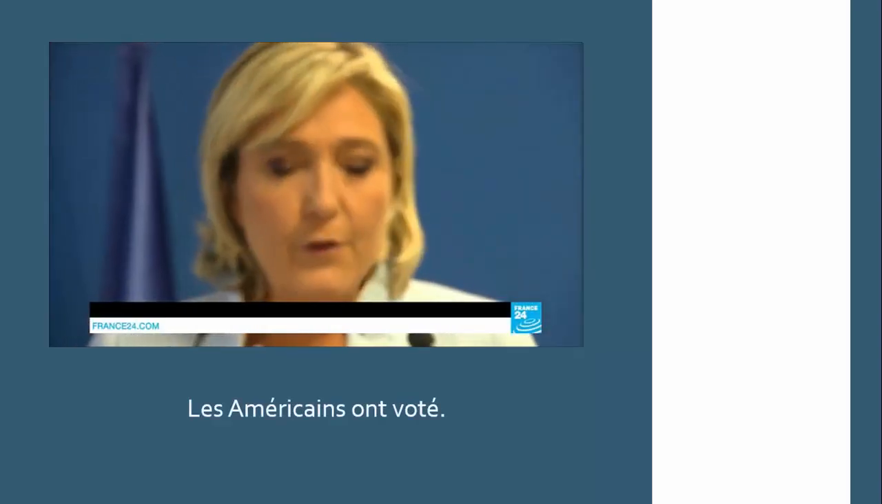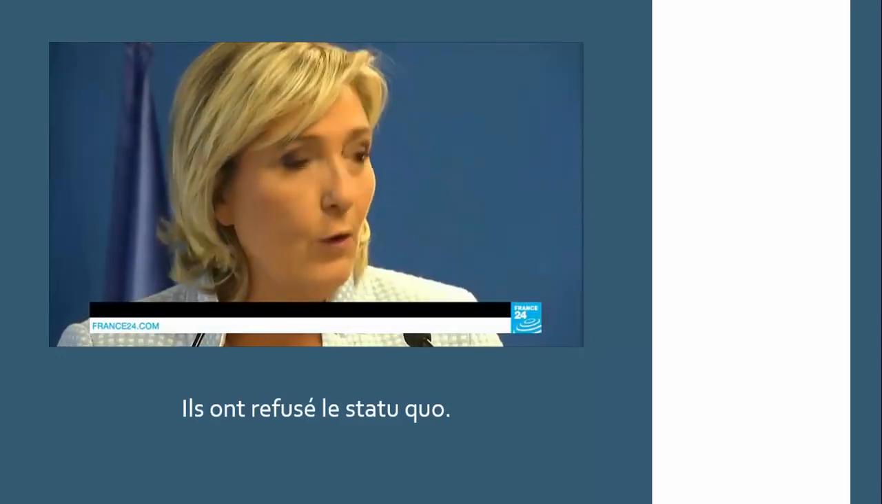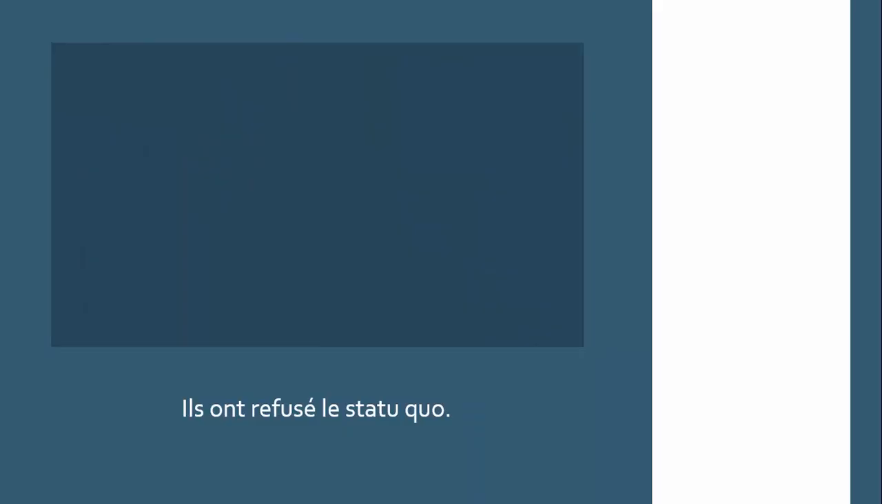Okay, so what does she say here? Let's go through it sentence by sentence, just as we did before. Les Américains ont voté. This should be relatively clear. The American people, the Americans, have voted. Notice she doesn't say le peuple américain, but les Américains. Ils ont refusé le statu quo. So if you didn't realize when she first said it, you might notice now, statu quo means status quo, okay, the norm, everything going as it is. They refused the status quo. They want change.